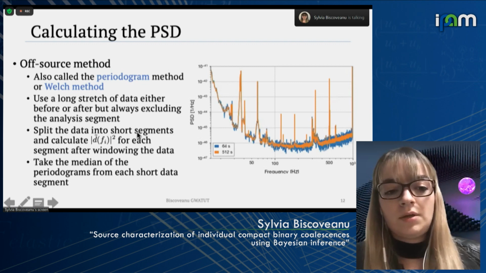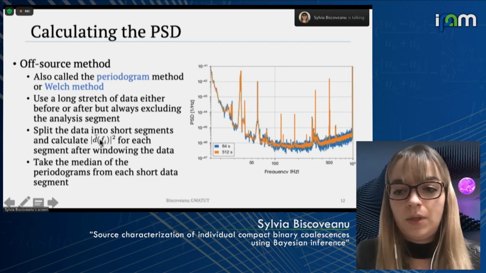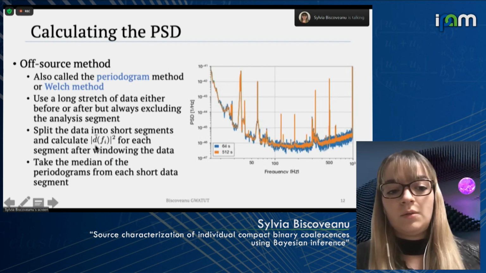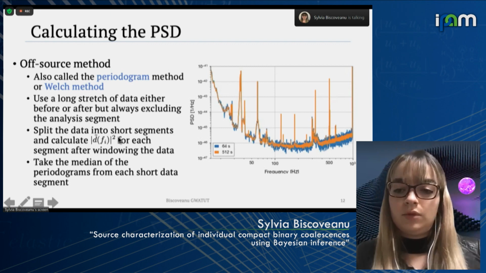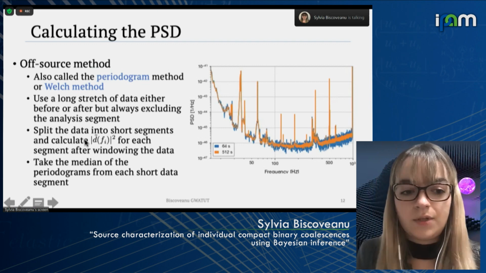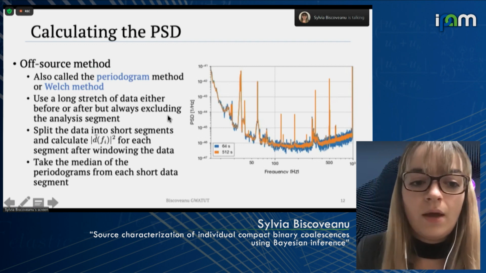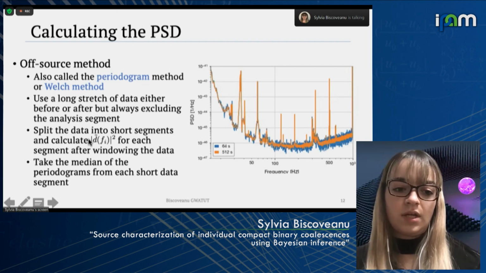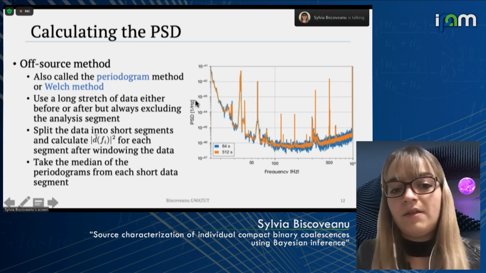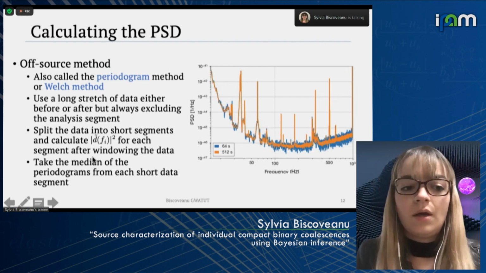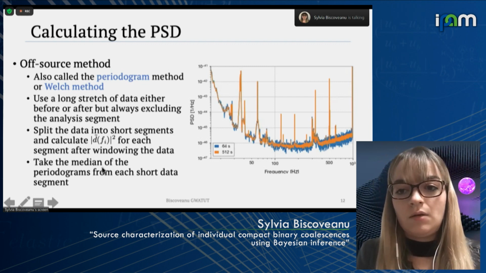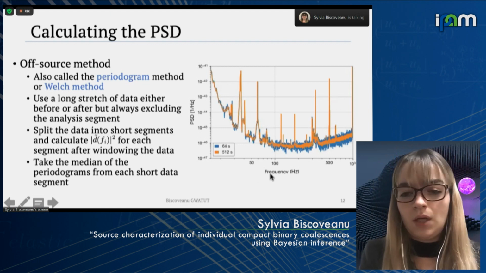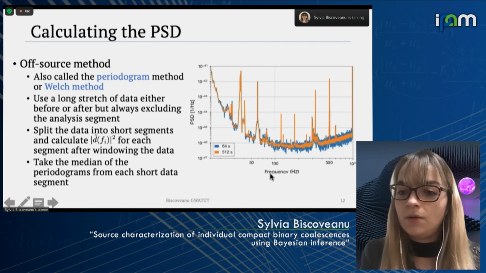So we take our windowed data and we calculate what's called the periodogram for each of those short segments. That's just take the windowed data, Fourier transform it, and multiply it by its complex conjugate. This is the periodogram. Then after we have the periodograms from each of the individual segments, we take the median, and that gives us the PSD. The reason that we use the median rather than the mean for gravitational wave data is because the median is more resilient against outliers.